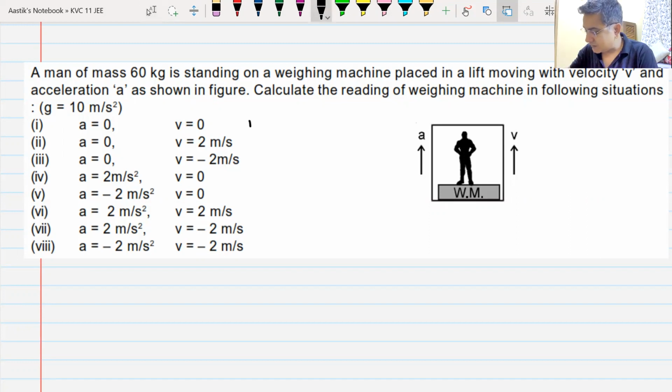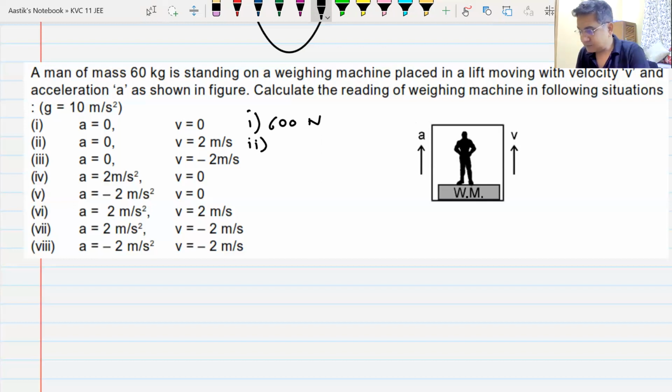Okay, tell me the answer in the first case. In the first case, acceleration is 0, velocity is 0. What will be the reading in the weighing machine? 600 newtons is the first answer. Second case, acceleration is 0, velocity is 2 meters per second. What is the answer in this case? No, 600 newtons is the answer. It just reads the normal reaction. It does not change. It is the same as case 1, 600 newtons.